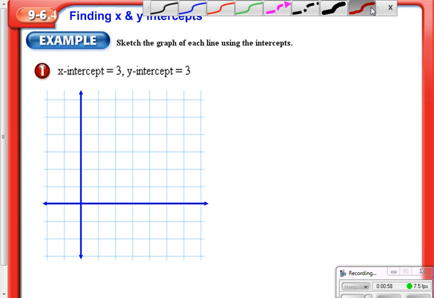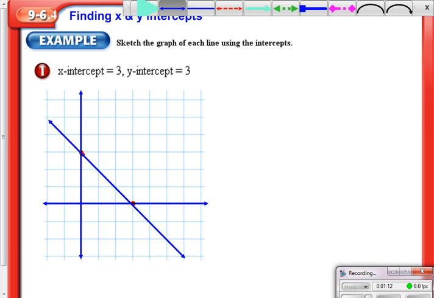So then I would go ahead and plot my points. Well, my X-intercept is 3. There's my plot for 3. And my Y-intercept is also 3. So there's my plot there. Now I need to go ahead and draw a nice long linear line through those points. Notice again, I didn't just connect the 2 points. I drew a nice long linear line with arrows going both directions, showing that my line goes both directions forever.